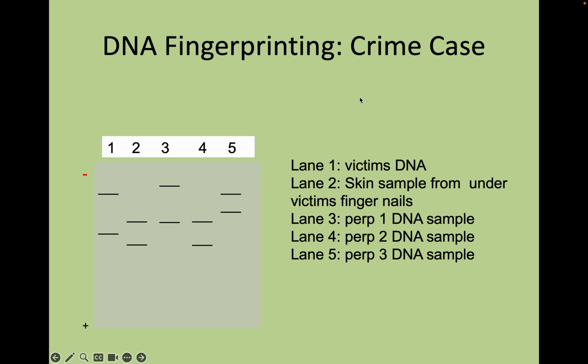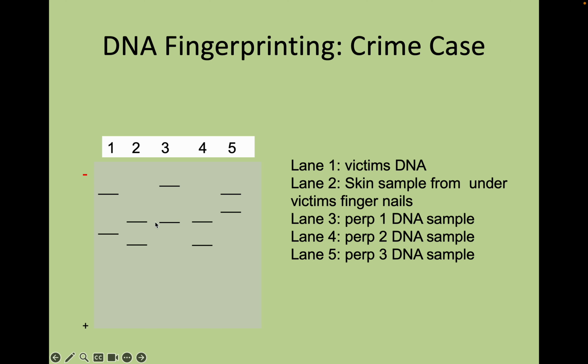Okay, so let's do an example of a crime case here. So lane 1 is the victim's DNA. Lane 2 is a skin sample from under the victim's fingernails. And then we have 3 possible perpetrators. Lane 3 is perp 1, lane 4 is perp 2, and lane 5 is perp 3. Do any of these 3 possible perps match the DNA collected from under the victim's fingernails? So that's lane 2.